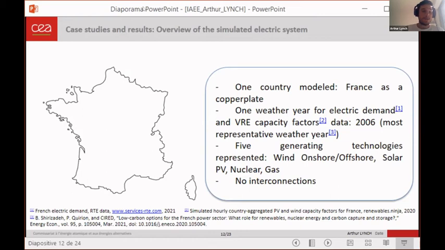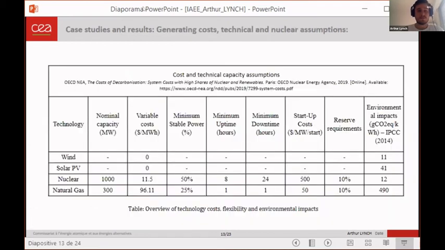Of course, there are a lot of generating technologies that are missing, but we really chose to focus only on a few technologies to assess the impact of nuclear planning optimization. The last assumption is that there are no interconnections with neighboring balancing areas. Of course, it is really a limiting factor for the robustness of the results, but those limitations will be discussed later in the limitations part of the presentation.